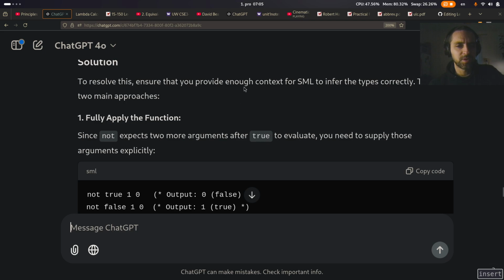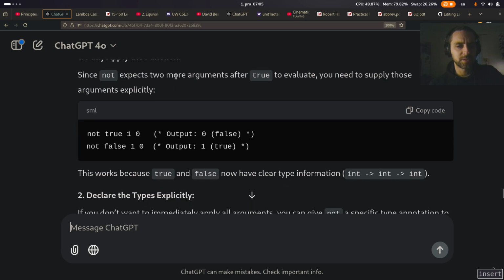Ensure that you provide enough context for SML to infer the types correctly. Fully apply the function. Output 0, false.